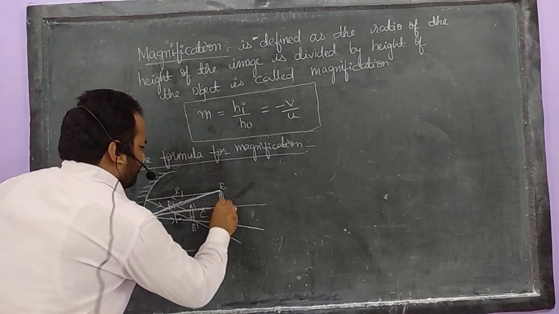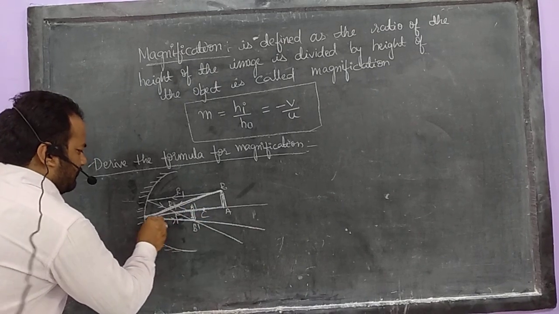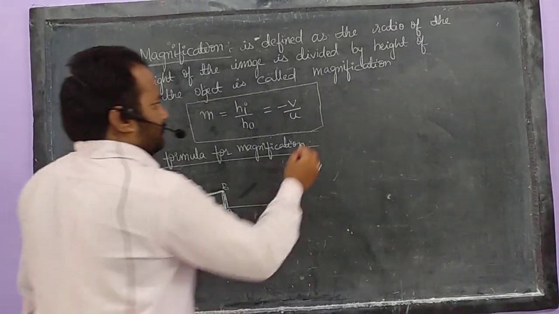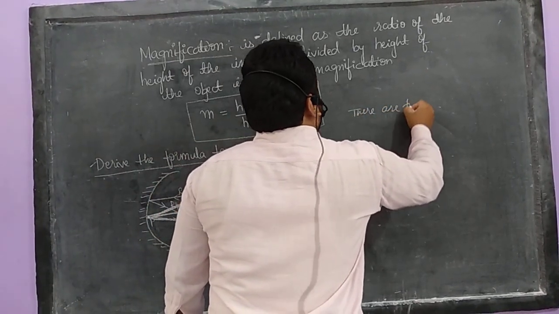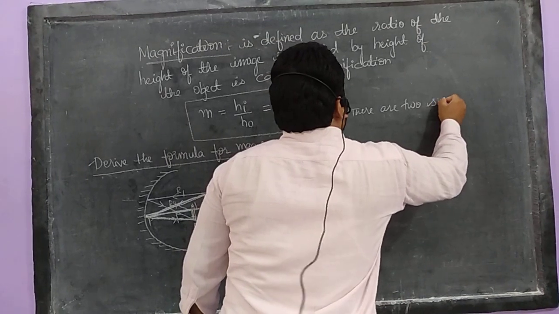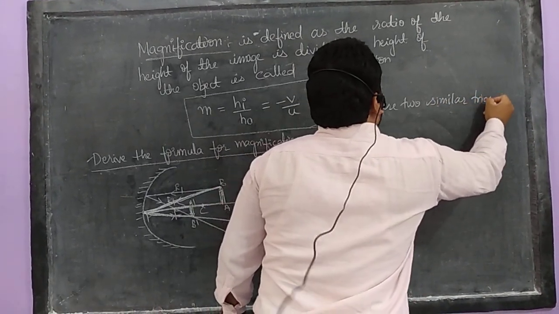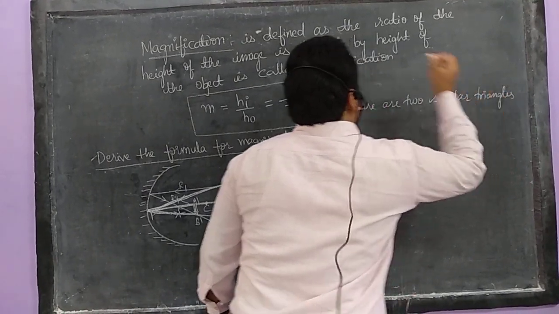ABP. Can you see this triangle ABP? And the second triangle A dash, B dash, B. There are two similar triangles. We are using the concept of similar triangles, which we studied in 7th class in mathematics. So there are two similar triangles.